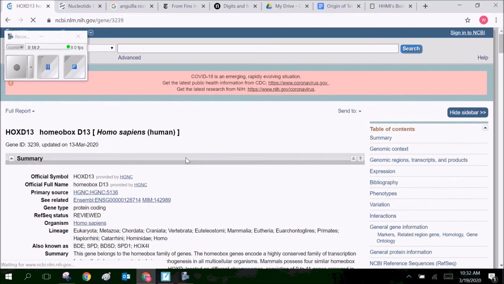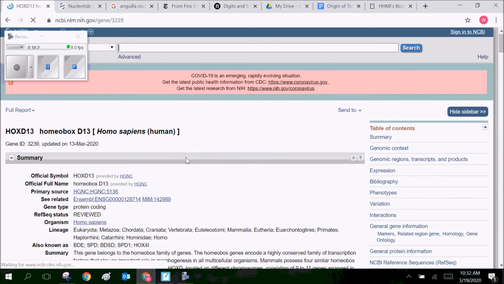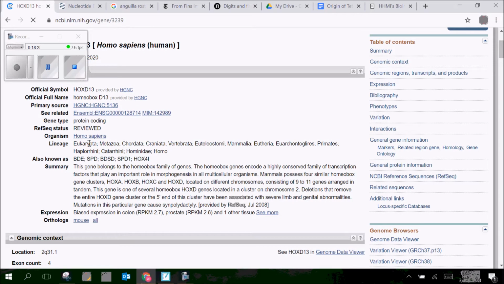Once we get into the HOXD13, we can see here its lineage, which is all the organisms that it's in. Wow, okay, so we see eukaryotes, multicellular organisms, we can recognize that. Vertebrates, organisms with a backbone. Mammalia, so mammals. Primates, and then all the way up here to Homo sapiens, humans, right? All these things in between are lineages that are related to us as well.